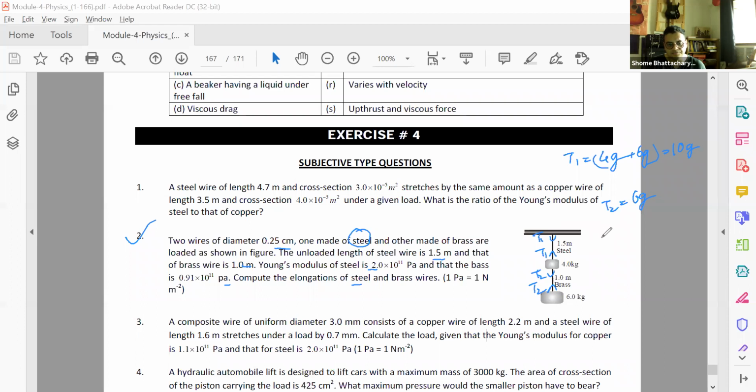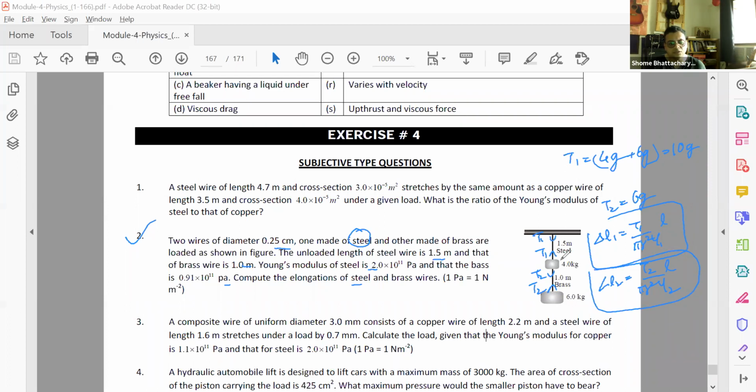So for the steel wire, the elongation will be stress upon Young's modulus into the natural length. And for the second one, it will again be stress upon the same, tension upon the same area, Young's modulus of brass into L. So using this formula, you should be able to calculate.